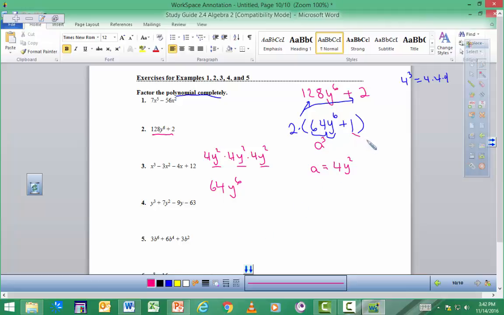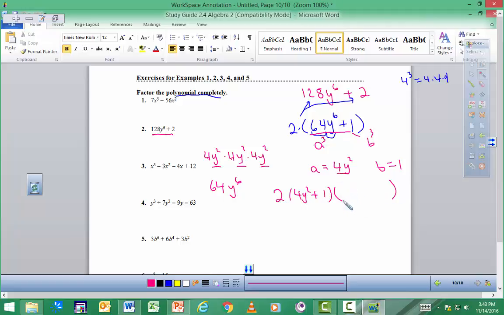Now this one, if this is your b cubed, then what's b? Well, b would be equal to 1. Okay, so what we need to do then is factor this, because this is a sum of 2 cubes. And so we have the 2 sitting here, and then what? Then we have this factor that's always going to be in front, and so you're going to have a 4y squared plus 1.